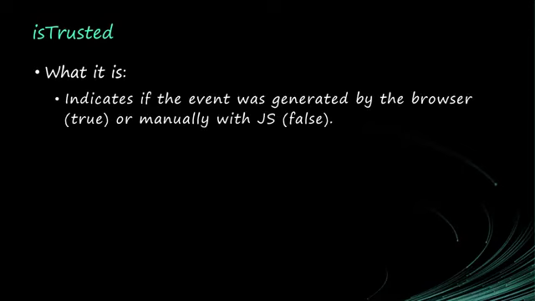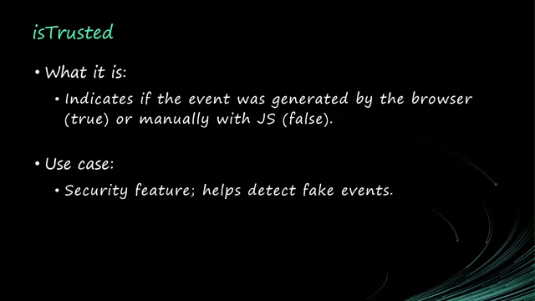This event will be trusted if the event was generated by the browser. It will give you true if the event was generated by the browser, or false if it's generated by JavaScript. In your code, for security reasons, you might want to only accept or handle events that were generated by the browser. You don't want to take any risk. People can just inject JavaScript into your code and they will do certain things.